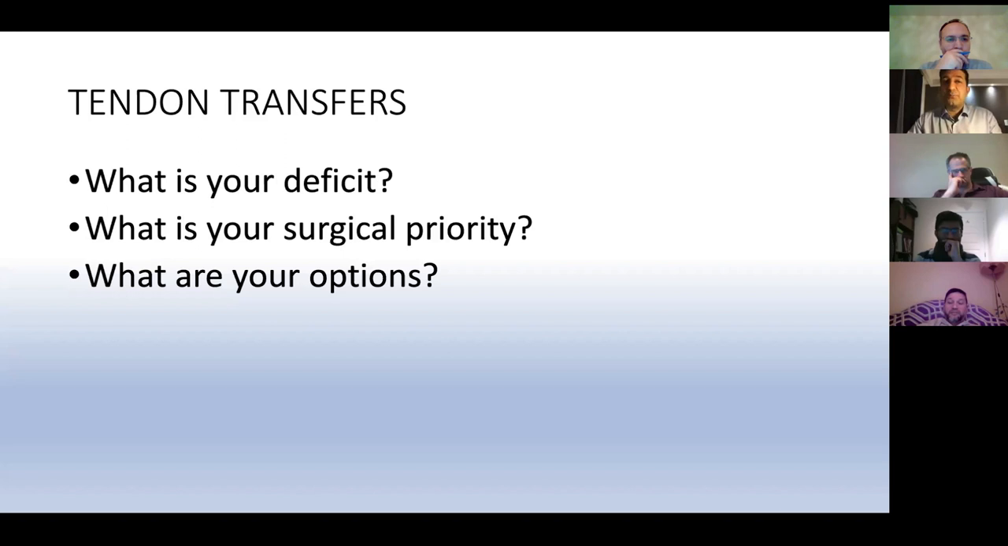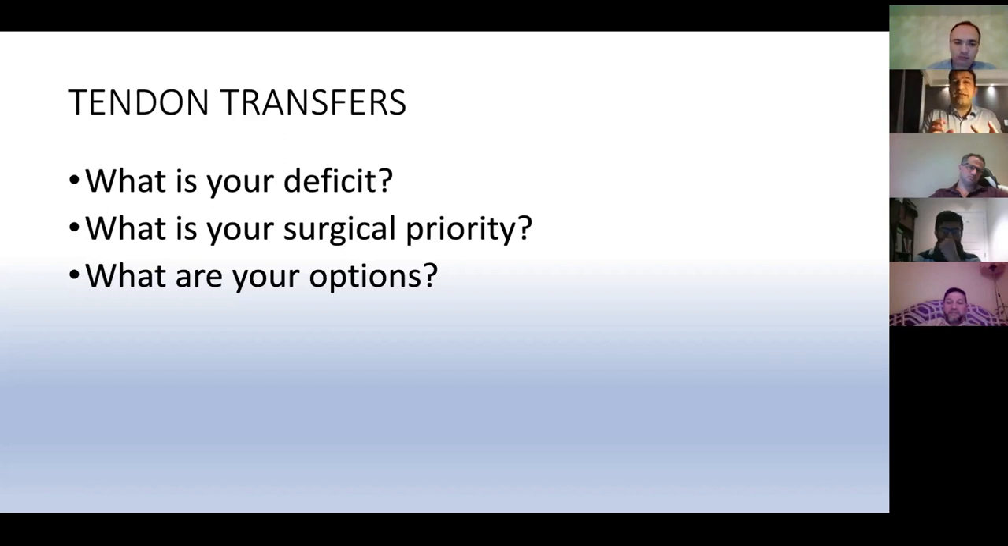What is your surgical priority? With a low median nerve palsy, your surgical priority is restoring opposition. And what are your options? With this palsy, your options are an opponensplasty. You can use palmaris longus, EIP, FDS to the ring, or abductor digiti minimi, known as a Huber's transfer. Although remember, that's the pediatric transfer because you lose 75% of the strength.